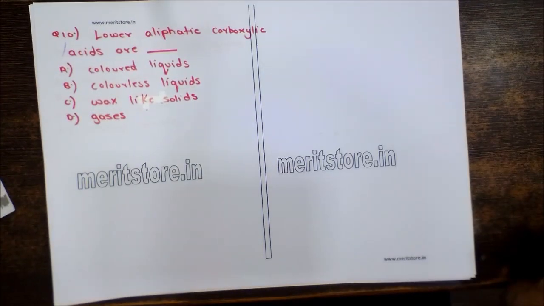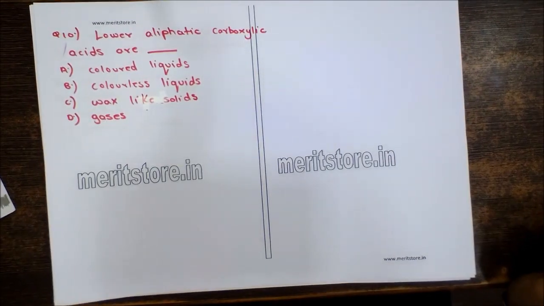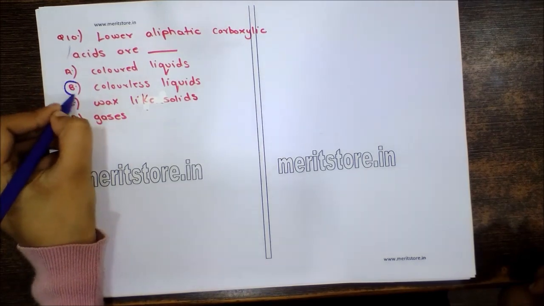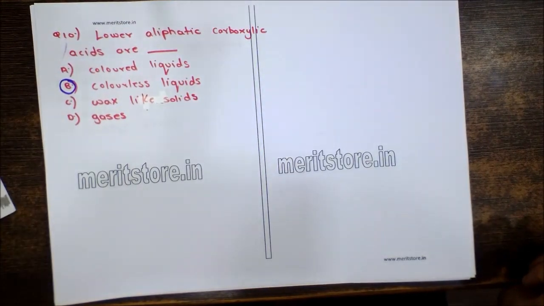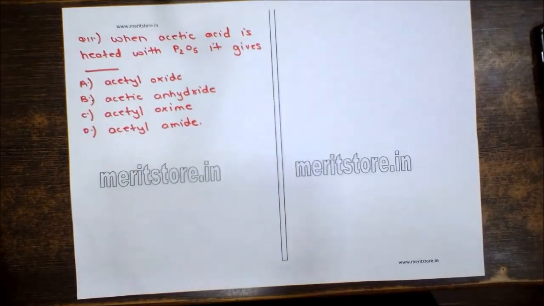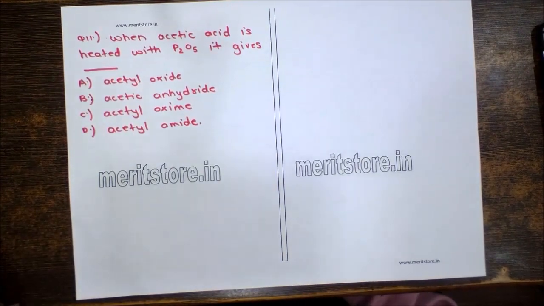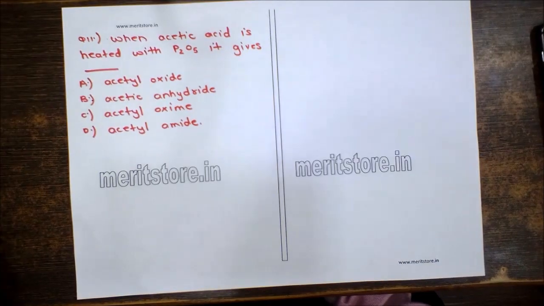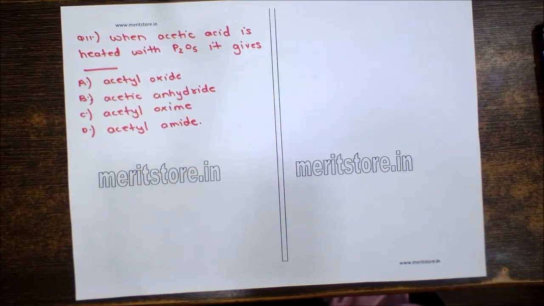Question 10. Lower aliphatic carboxylic acids are dash: A. colored liquids, B. colorless liquids, C. waxy solids, D. gases. The answer is B, colorless liquids. Option B is the correct answer. Question 11. When acetic acid is heated with P2O5, it gives: A. acetyl oxide, B. acetic anhydride, C. acetyl oxime, D.